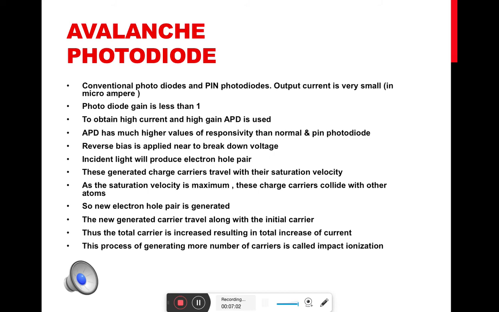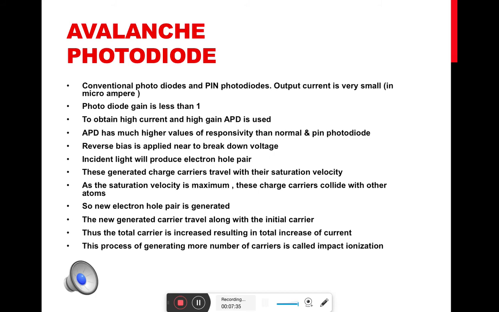Charge carriers will be generated, and these charge carriers will travel with the saturation velocity. Why they travel with the saturation velocity is because we are applying the reverse bias near the breakdown voltage. Saturation velocity means they have a maximum, high velocity. So the charge carriers are moving with a high velocity.